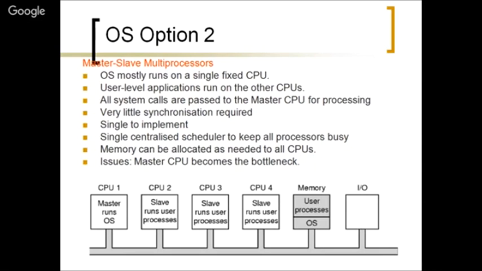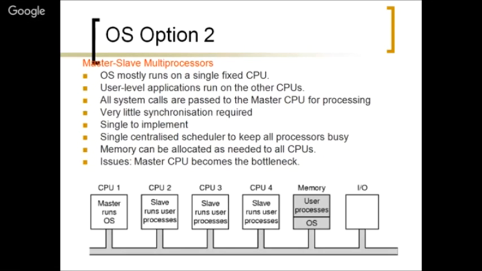The OS mostly runs on a single fixed CPU, and user-level applications run on the other CPUs. The one you mark as master has that single fixed CPU, while on the other connected processors you can run your applications, but not on the master CPU. All system calls are passed through the master CPU for processing. We need less synchronization in such a case, because the slaves are going to follow whatever instructions the master gives. So it's simple to implement.